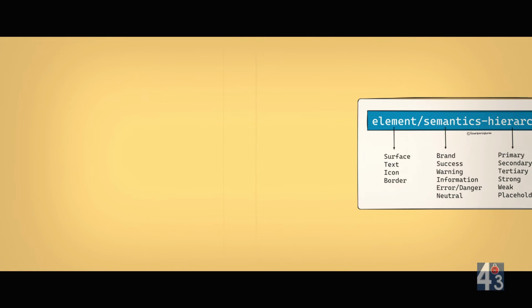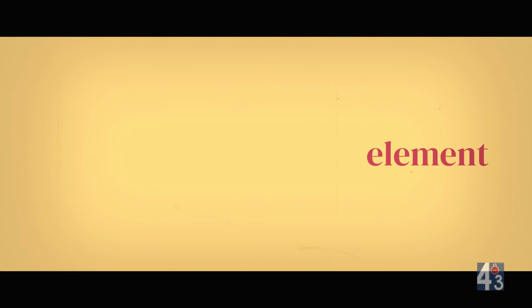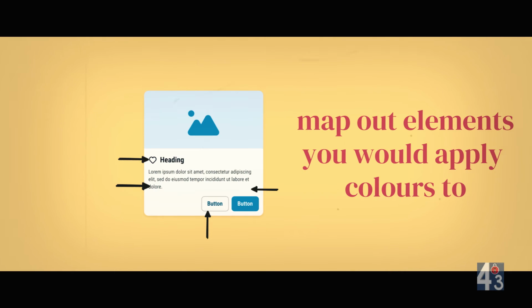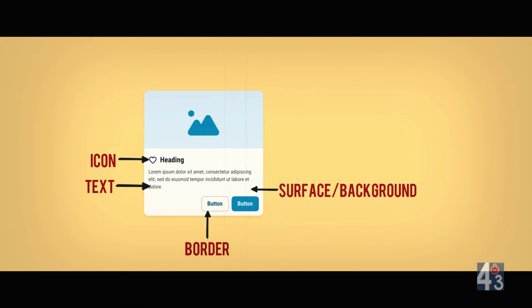Now the token structure, if you note, maps out to 4 distinct categories. The first one is the element. So in the beginning, it's helpful to map what it is you would usually apply colors to. And as you can see from the image of this card component, colors can be mapped to being applied to 4 elements in any component: the surface or backgrounds, text, icon, and borders.